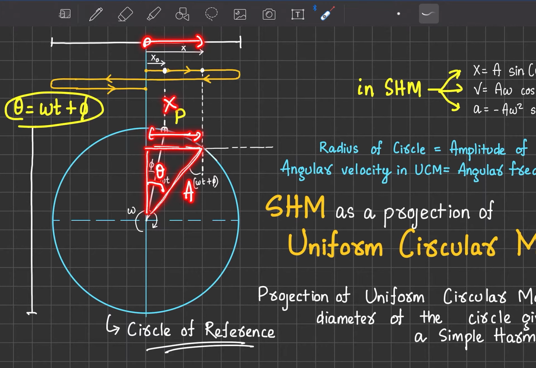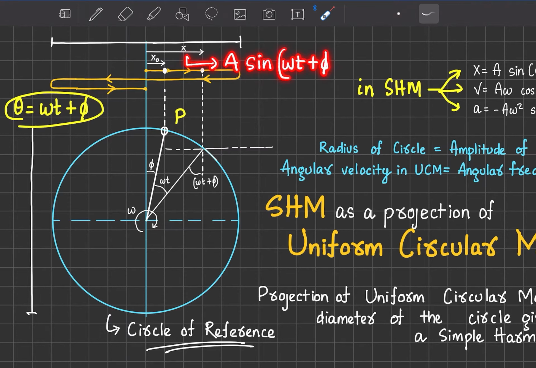So if I say this displacement is x, from the right angle triangle I can see that x equals a sine theta, and our theta is omega t plus phi. So basically we got the expression for x equals a sine(omega t plus phi), which we already know is in accordance with the SHM expression, right? In SHM, the displacement from mean at any point of time can be given as x equals a sine(omega t plus phi). Now this is just displacement, right?